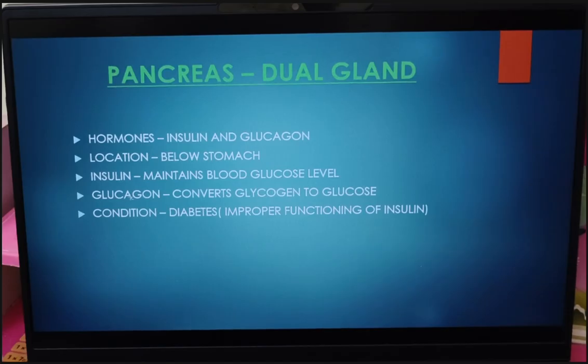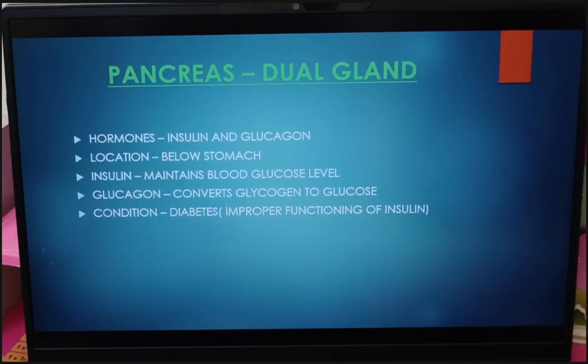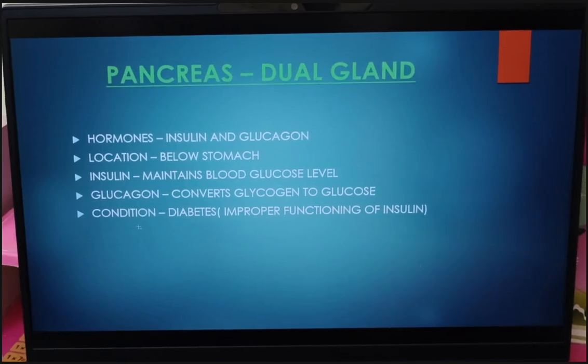So insulin maintains your blood sugar level, whereas glucagon helps in increasing the glucose level if needed. If there is an increased level of glucose, you call the condition diabetes. Diabetes is a condition that occurs when insulin is not produced properly by the pancreas.